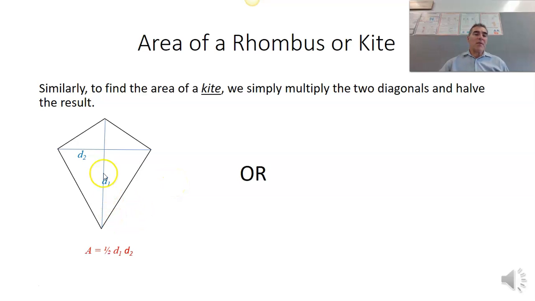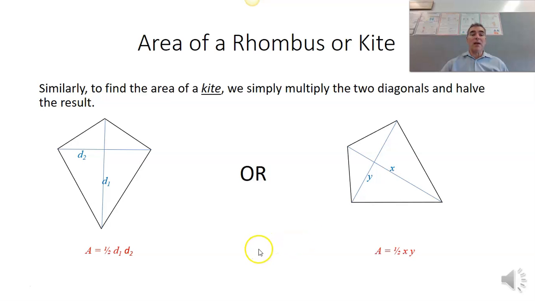So we can use the same thing, so we could cut this into two equal triangles and use our diagonal one and our half D2 as the other one, exactly the same as we did for the rhombus, and then double it and get our half D1 multiplied by D2, so multiply our two diagonals together and halve it. Or again, and I've just rotated this kite around a little bit, we just multiply the two diagonals together, in this case labelled X and Y, and halve that result as well.